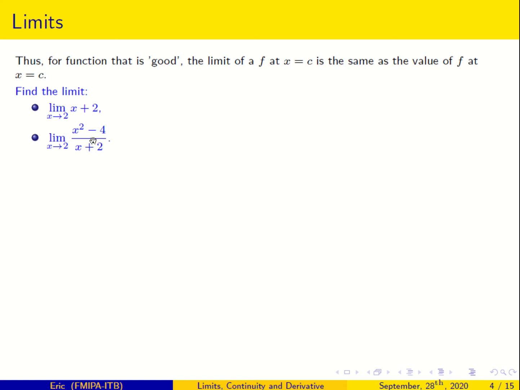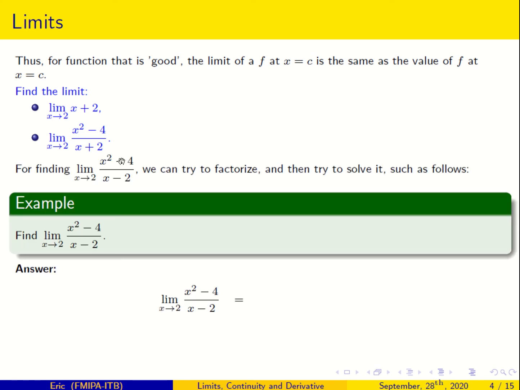What about this one? This is defined for x near 2, because the denominator is not defined only when x equals minus 2. The rational function is not defined when x equals minus 2, so when x equals 2, it's okay. So this is just a good function near x equals 2, and I can substitute. So I have 0 divided by 4, and 0 divided by 4 is just 0. So for a function that is good in a sense, the limit of f is the same as the value of f at x equals c.